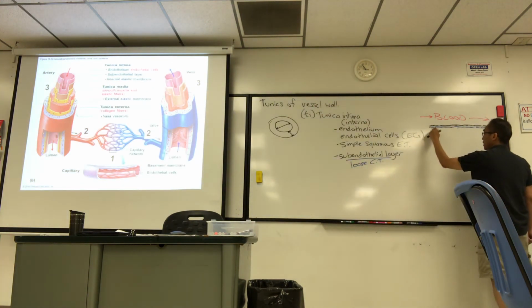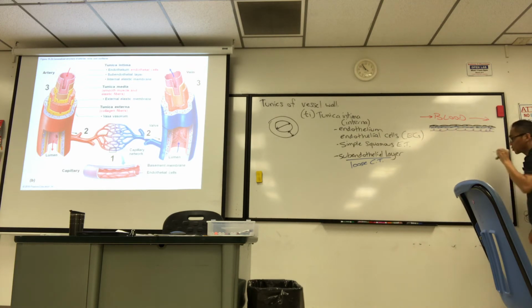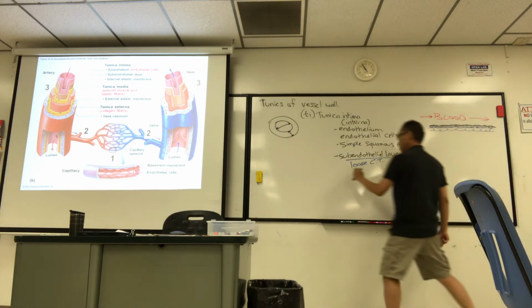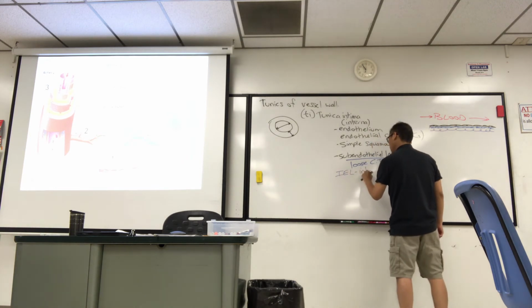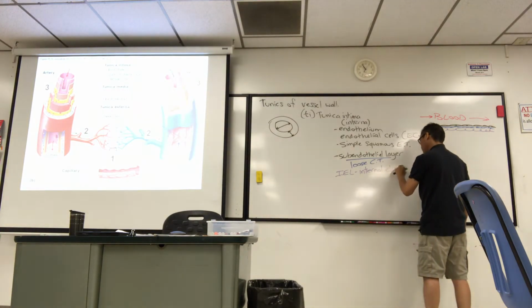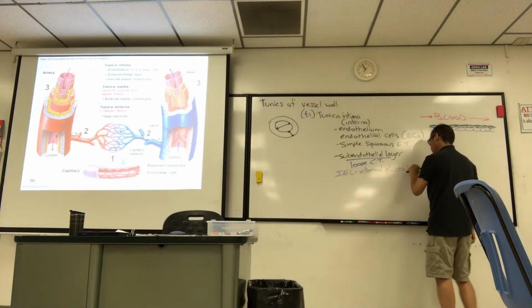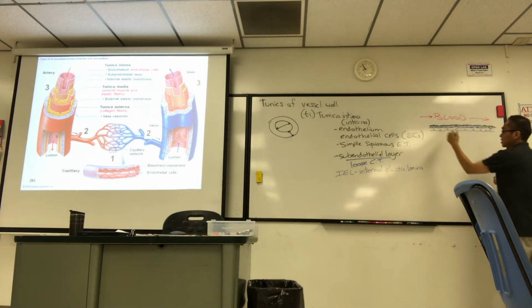I'm going to draw like a squiggly waistband, right? You can stretch it because the internal elastic lamina is elastic tissue. Call it the IEL for short. IEL, which stands for internal elastic lamina. All of that is considered TI.